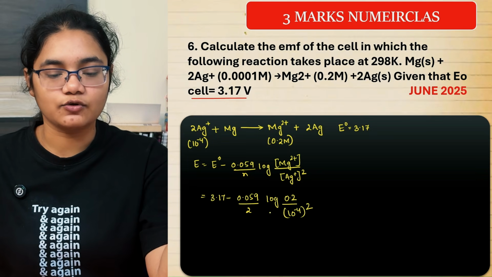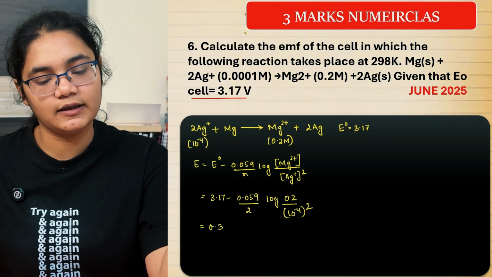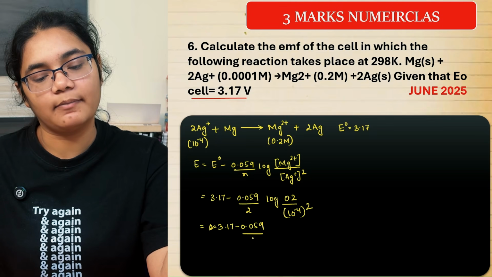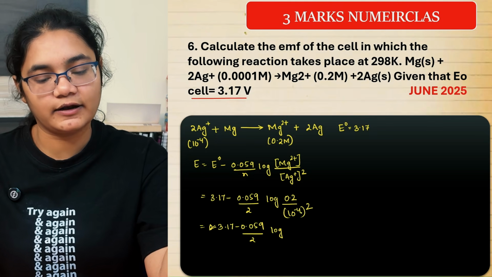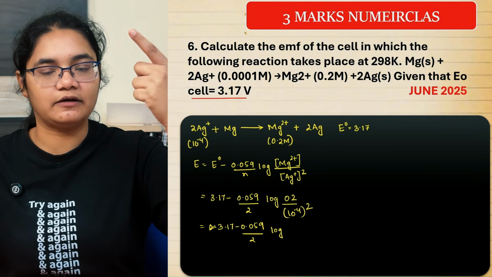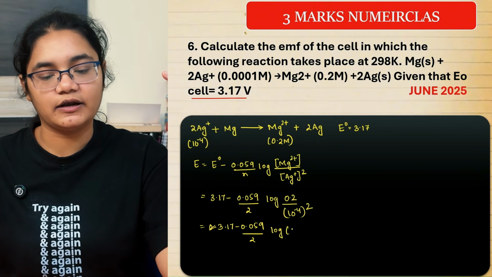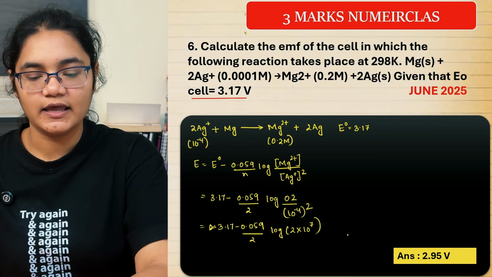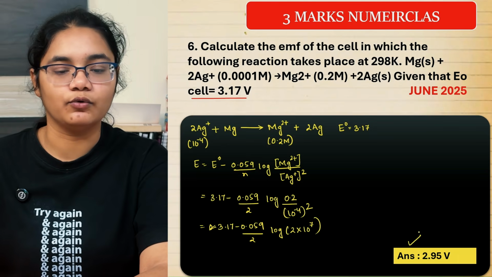Okay, now if you solve this, you will get 3.17 minus 0.059 by 2 log of, I can write down this is minus 8, right? It goes up, it will become plus 8. But if I write it down, it can be written as 2 into 10 to the power of 7. Now you can easily solve this and the answer will be around 2.95 volt.